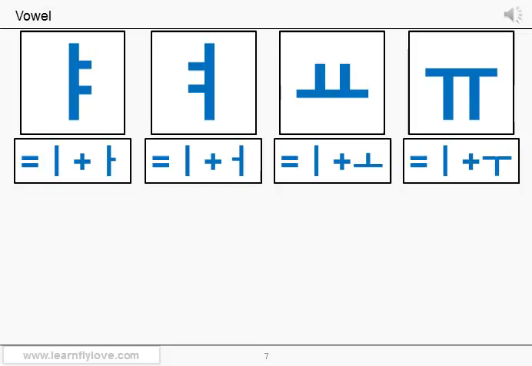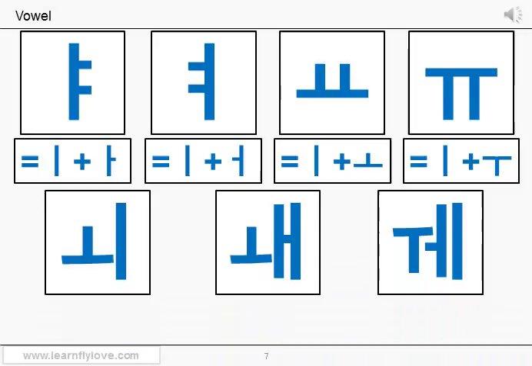Next, you don't have any problem making the exact sound of the compound vowels as long as you can pronounce the single vowel sounds correctly. But let's check out these three compound vowels together though. You know how to pronounce these compound vowels, don't you? The first one sounds like we, even though it is the compound of the single O and E vowels. O plus E doesn't make the we sound. So we told you it's kind of an exception.